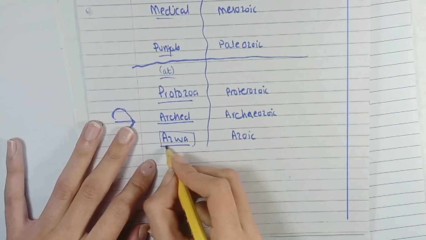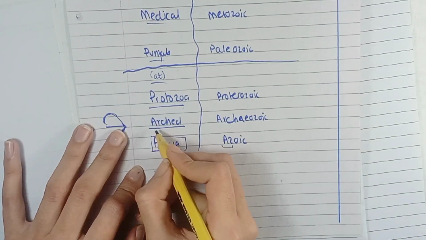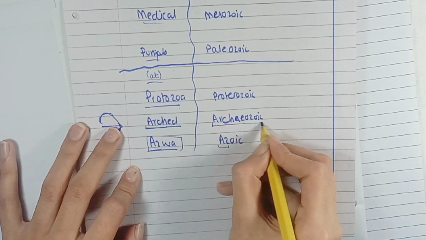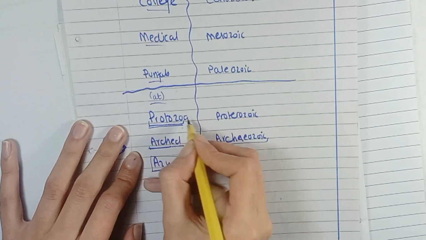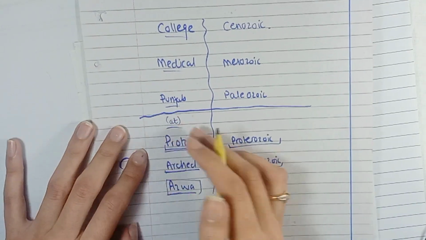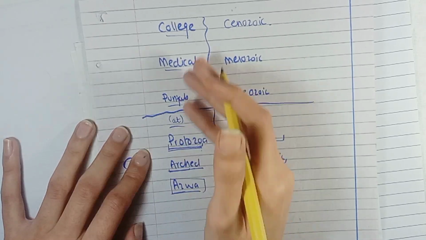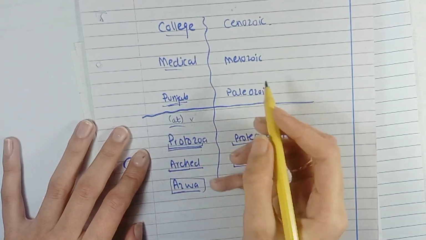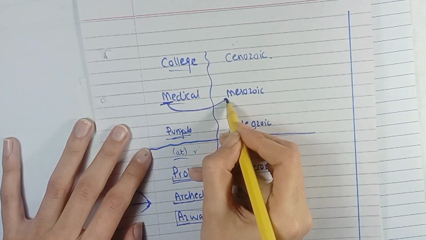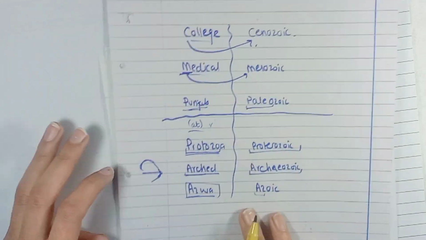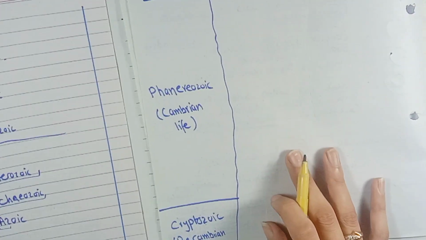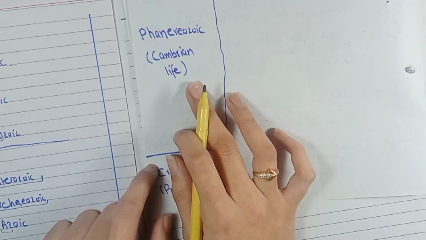Now the AZ in AZWA stands for Azoic, for arc we get Archeozoic, and protozoa indicates Proterozoic era. Now "at" is nothing here, it is just to complete the sentence. Punjab indicates Paleozoic, then M is Mesozoic, and C is Cenozoic. So we are going to write these 6 eras here. 3 belong to Cryptozoic and 3 to Phanerozoic.